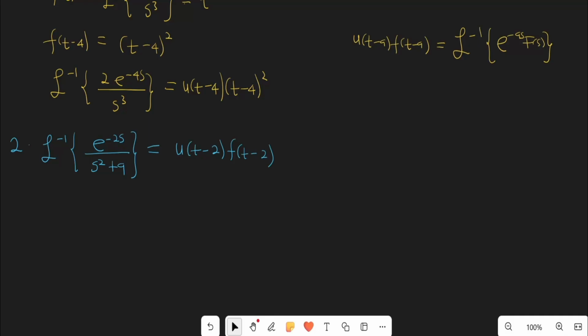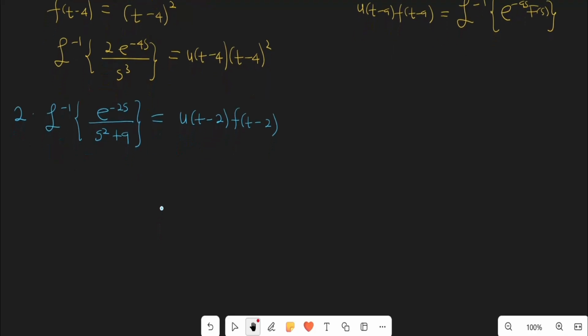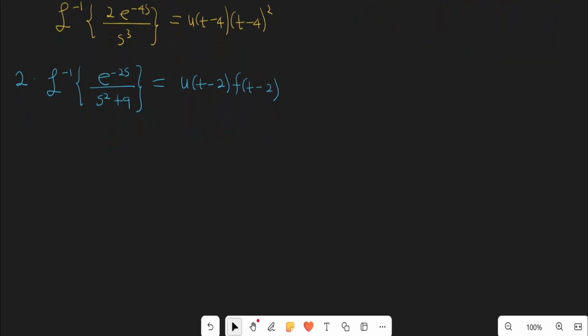So the task now is to find the function f of t. If we can find the function f of t, then we can shift the variable t by 2, and that will be the function f of t minus 2. Cool. So now let's do that. The function f of t is the Laplace inverse of the remaining function. The remaining function in this case is 1 all over s squared plus 9. This is very easy. Right, and this one is the Laplace inverse of 1 all over s squared plus 9.